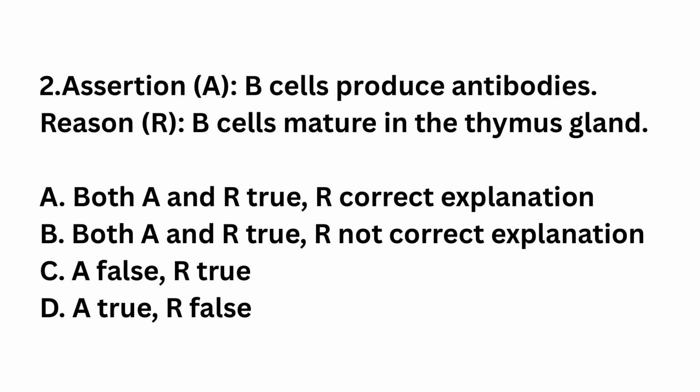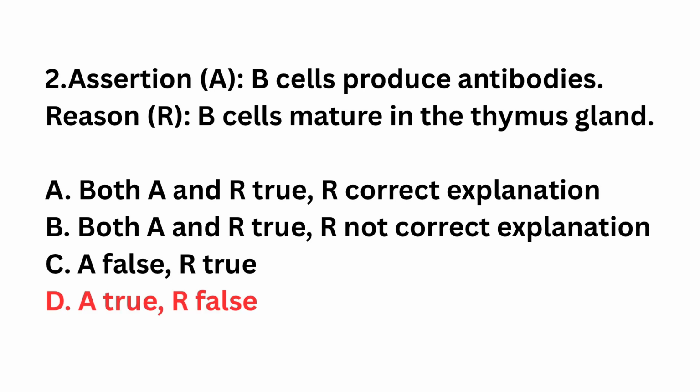Question number 2. Assertion. B cells produce antibodies. Reason. B cells mature in the thymus gland. Both assertion and reason true, reason correct explanation. Both assertion and reason true, reason not correct explanation. Assertion false, reason true. Assertion true, reason false.